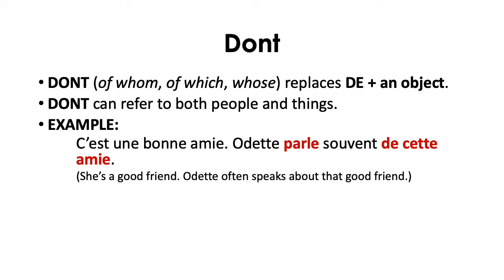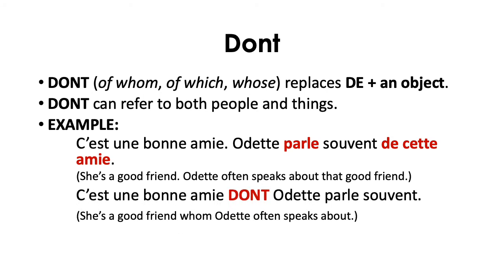C'est une bonne amie. Odette parle souvent de cette amie. She's a good friend. Odette often speaks about that good friend. So we know that the expression is parler de, speak of somebody or speak about something. So we're going to need to replace de cette amie with dont. C'est une bonne amie dont Odette parle souvent. So for this pronoun, we really need to know, is the verb that we're using followed by de?